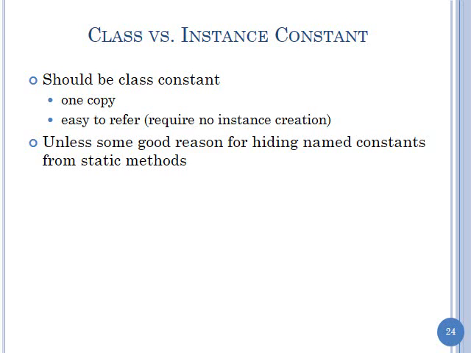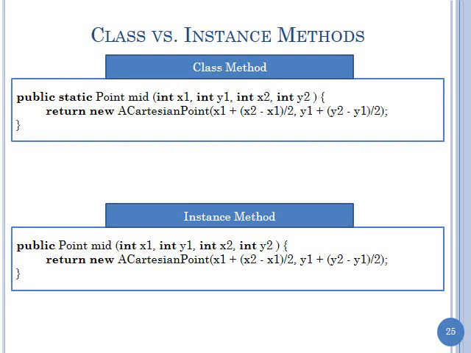So, a constant should be a class constant, with only one copy and easy to refer to, unless there's some good reason for hiding named constants from static methods. Okay, now given the rules, I can make my mid as either a class method or an instance method. The rules allow me to do it either way. So what do you think I should do? Create it as a class method or an instance method?